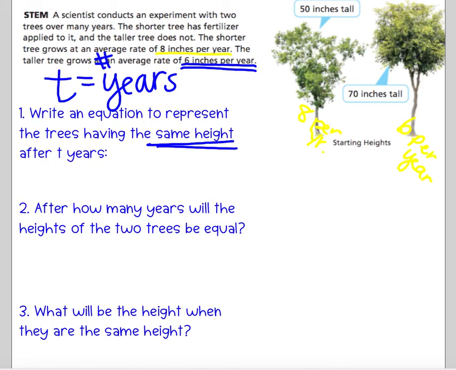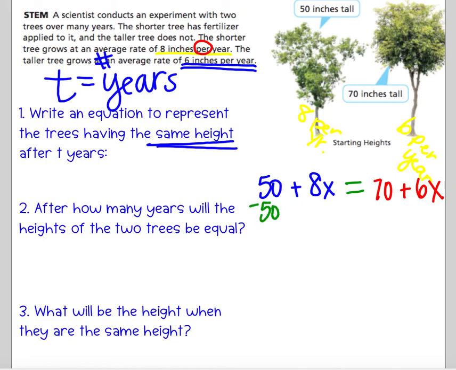Well, the smaller tree is starting at a height of 50 inches, but we're adding inches at a rate of 8 inches per year. Remember, per means multiply. Whereas the taller tree is starting off at 70 inches, but gets bigger at a rate of 6 inches per year. We want to know, when will those be the same height? So let's solve this equation.